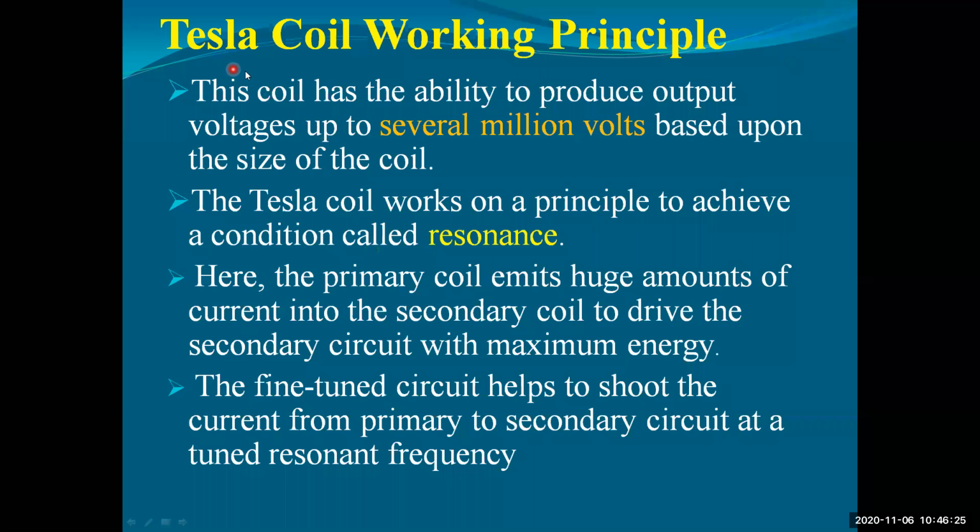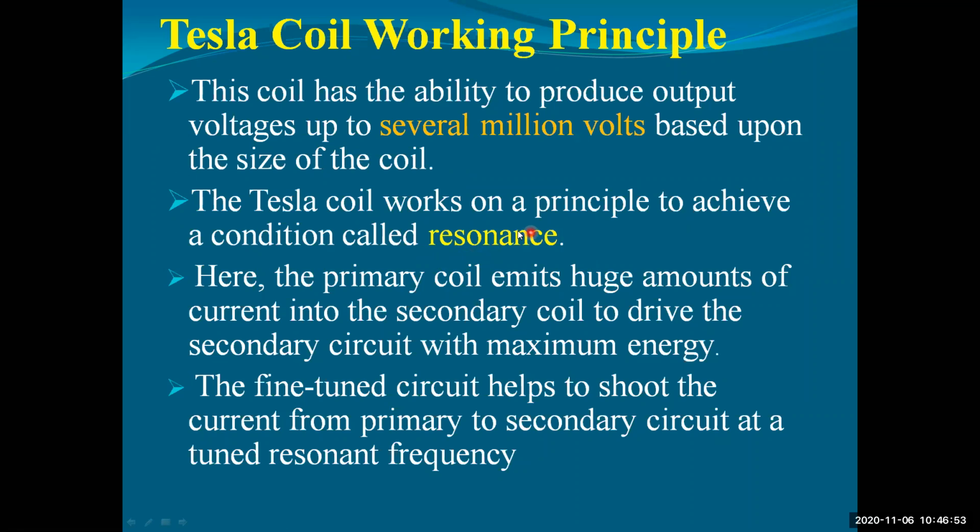First, considering the Tesla coil working principle. The coil has the ability to produce output voltage in several million volts based upon the size of the coil. If the size of the coil is very large, it is possible to generate very high voltages. Several million volts can be generated by using the Tesla coil. That is the major advantage of the Tesla coil. The Tesla coil works on the principle of a condition called resonance.